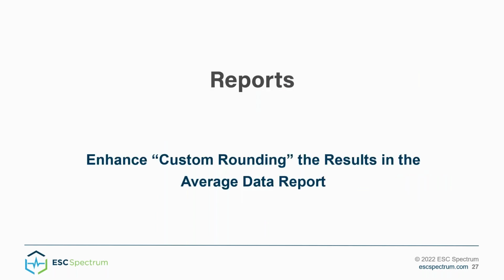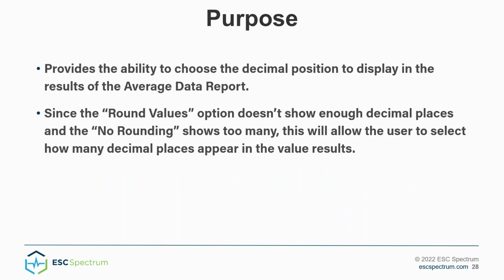Another report change, enhance custom rounding in the average data report. This will allow users to choose the decimal position to display in the average data report. Currently, the round values option doesn't show enough decimal places, and the no rounding option shows too many. So this way, users will have control over what displays.